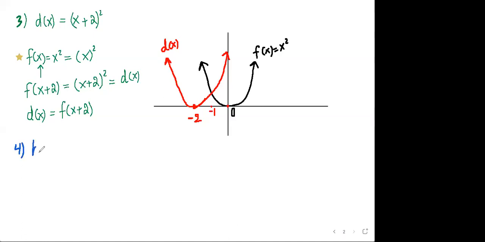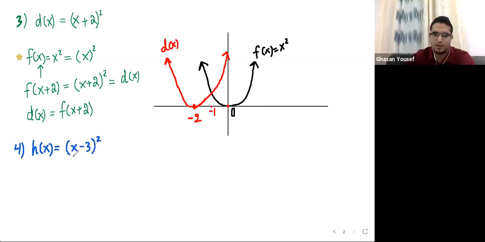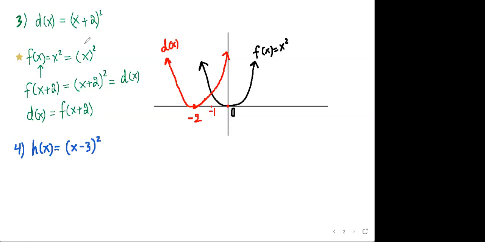H of x is equal to x minus 3 squared, I think. Yes. Okay. So how can I graph this one? Based on the first graph, you're going to plug the point at minus 3, and you're going to move to the right. I mean to the left.